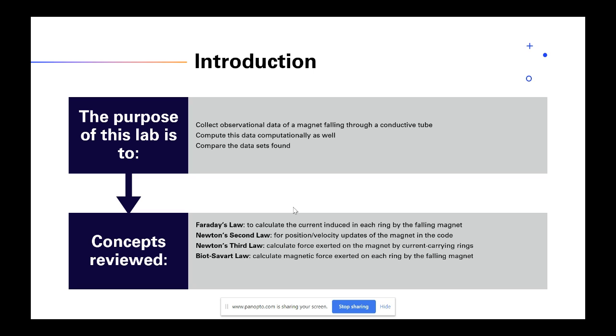Some of the concepts reviewed are Faraday's law to calculate the current induced in each ring by the falling magnet, Newton's second law to calculate position or velocity updates of the magnet in the code, Newton's third law, which is to calculate force exerted on the magnet by the current carrying rings, and the Biot-Savart law to calculate the magnetic force exerted on each ring by the falling magnet.